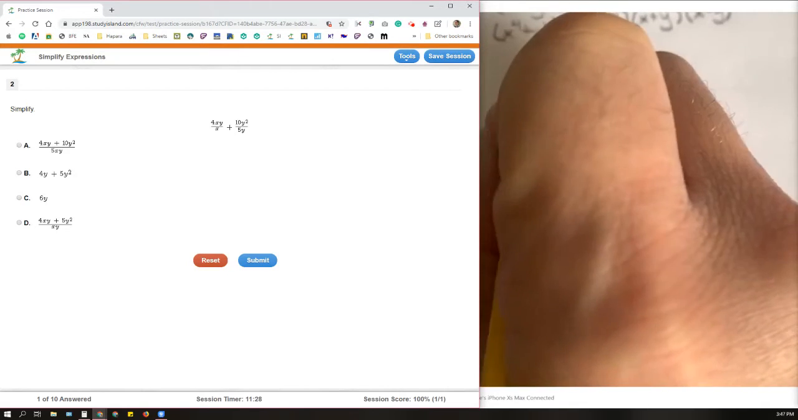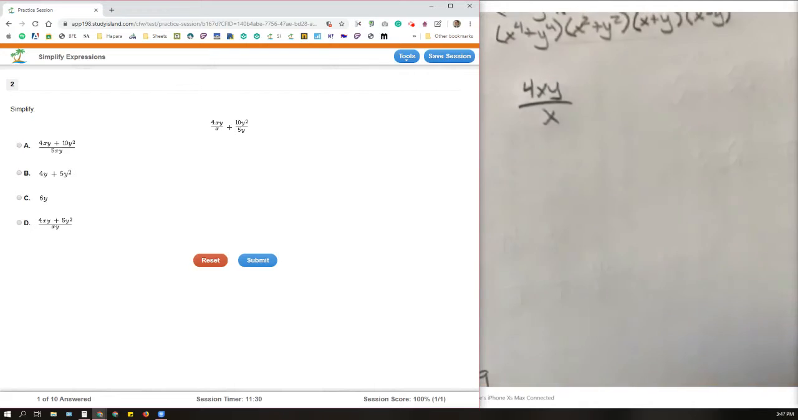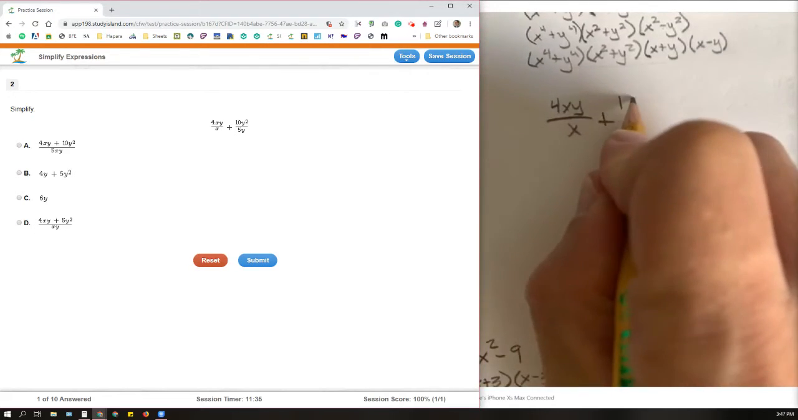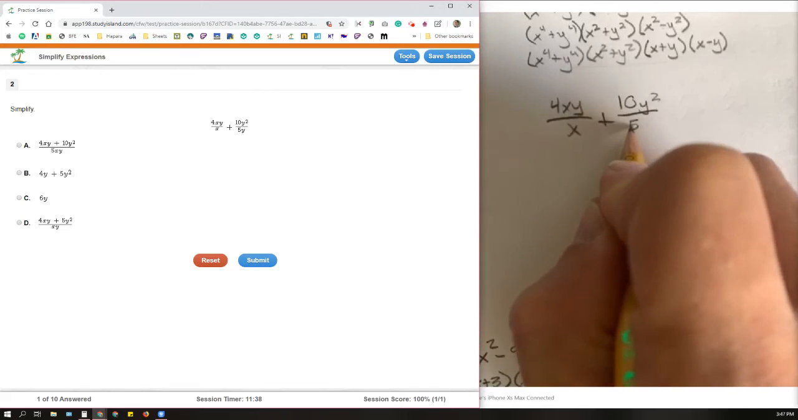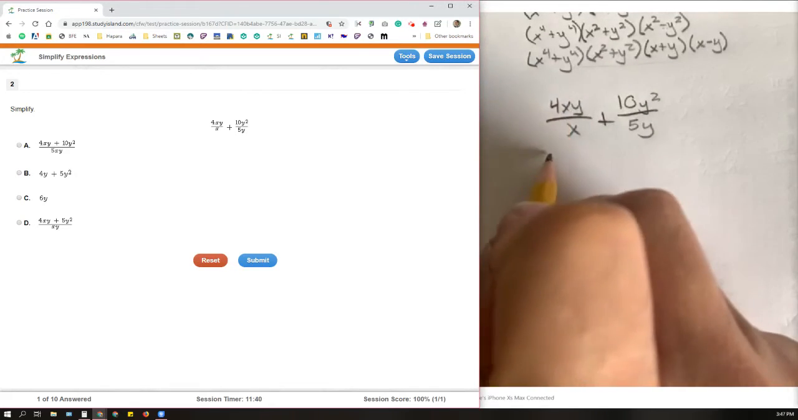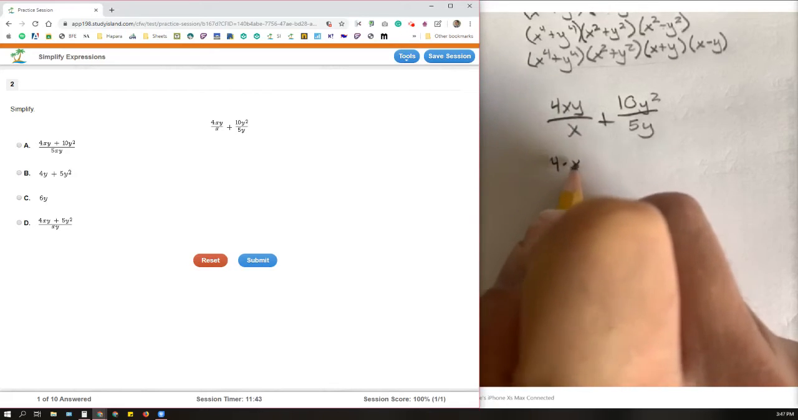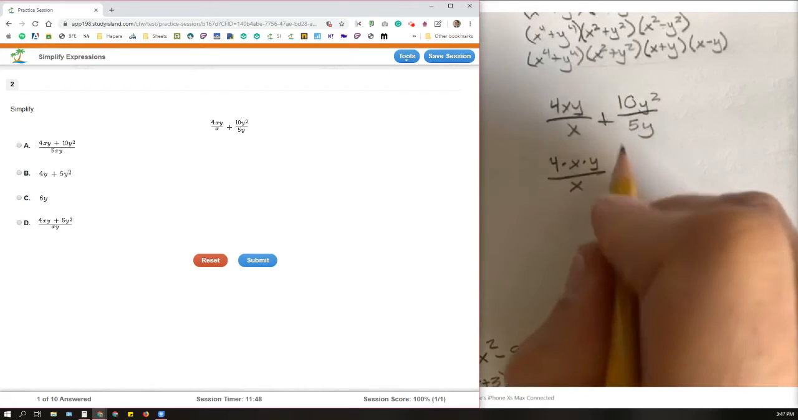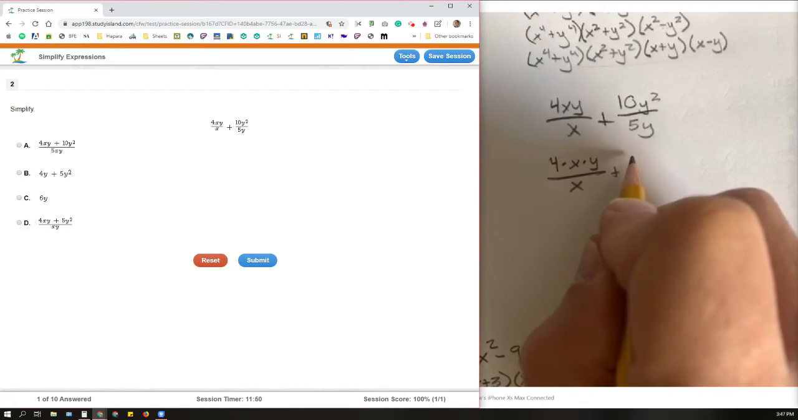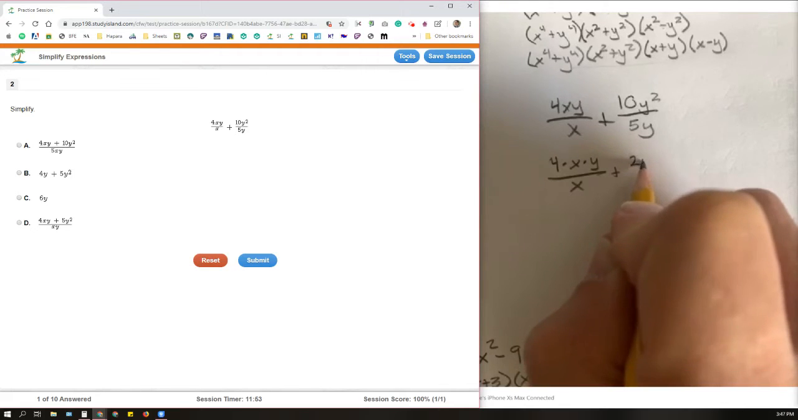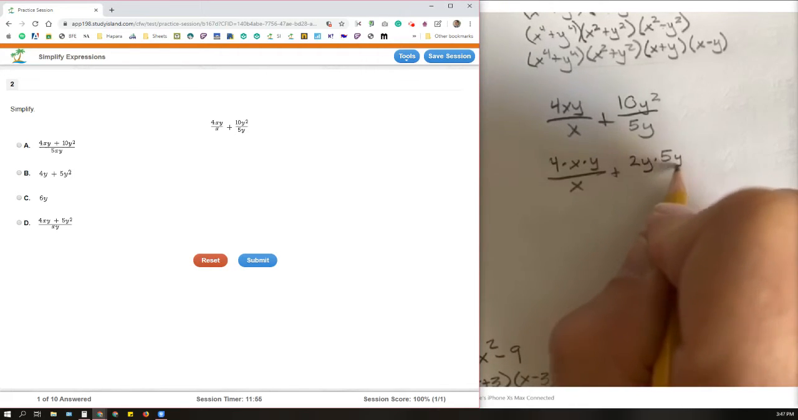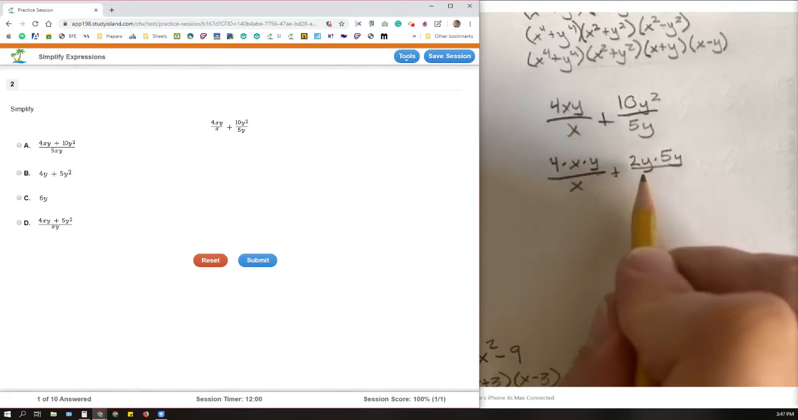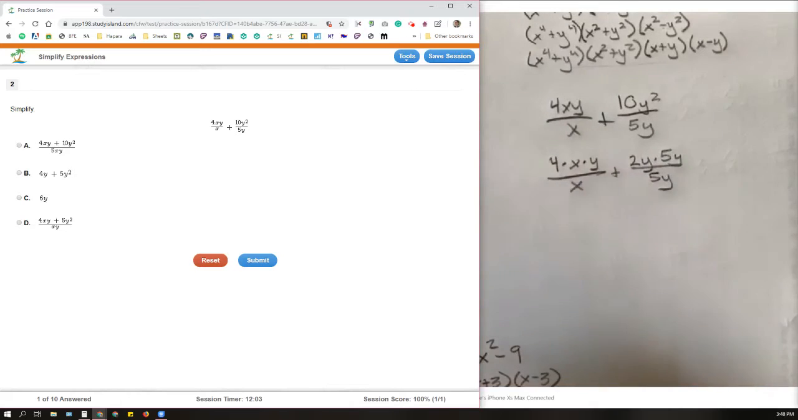We have 4xy over x and plus 10y squared over 5y. Well, what does 4xy mean? It means 4 times x times y, and that's over x, and 10y squared, I'm going to write it as 2y times 5y. That's 10y squared, right? 2 times 5 is 10, y squared is y times y, and that's over 5y. Now you might see why I did that.